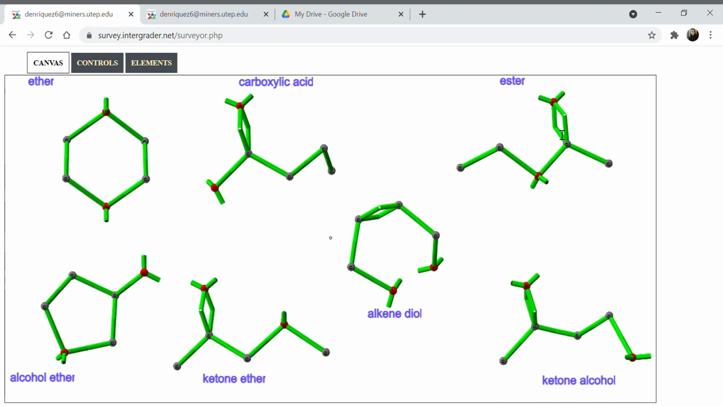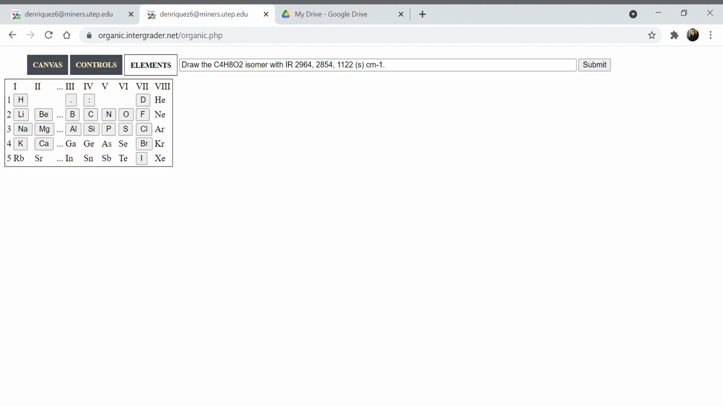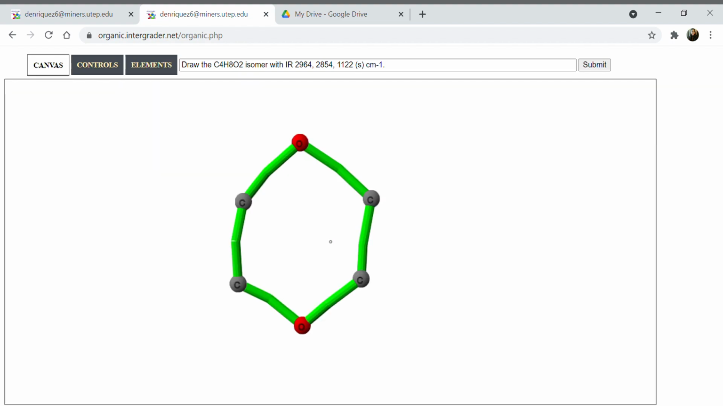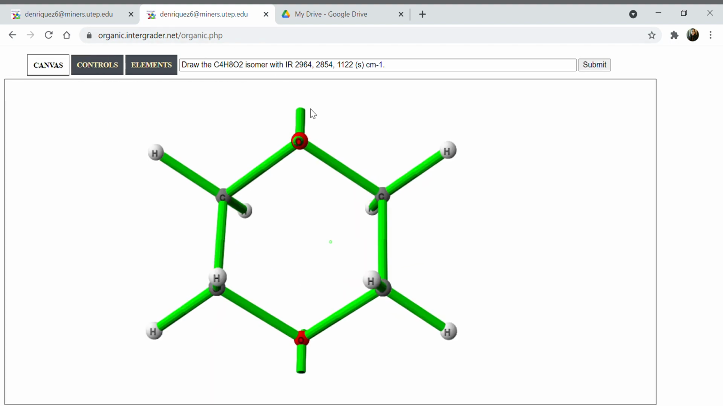And there wasn't a ketone, so I'm going to go ahead and pick this one because they were all single bonded. I have double bonds here, and it just seems like it would point towards the ether. So I'll draw my 6-member ring and then replace these 2 carbons with oxygen. Add my hydrogens. 1, 2, 3, 4, 5, 6, 7, 8. 2 oxygens, 4 carbons.